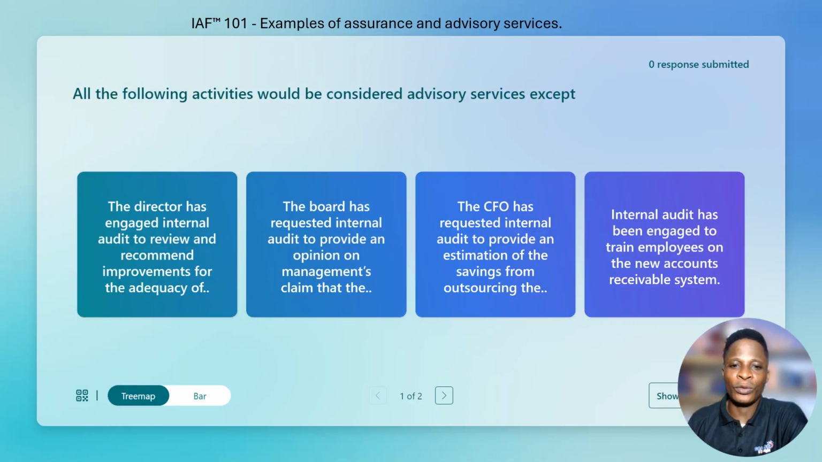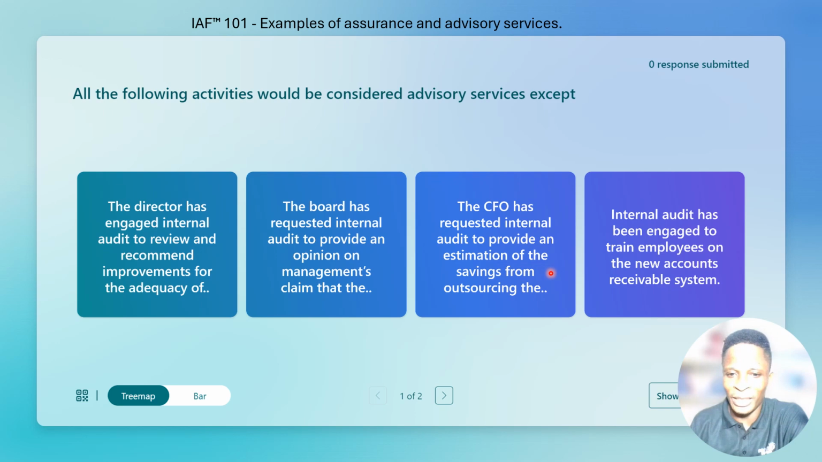This is a question on examples of assurance and advisory services. The question says, all the following activities will be considered advisory services except. The options say: the director has engaged internal audit to review and recommend improvement for the adequacy of this; the board has requested internal audit to provide an opinion on engagement claim that this; the CFO has requested internal audit to provide an estimation of the savings from outsourcing.